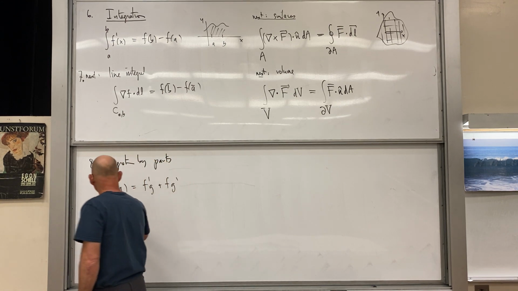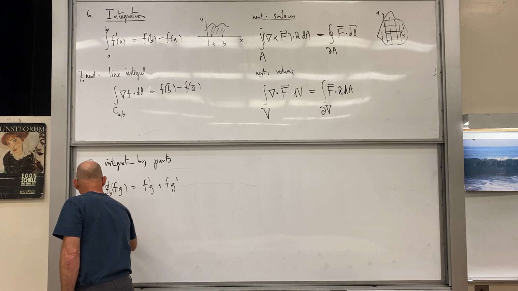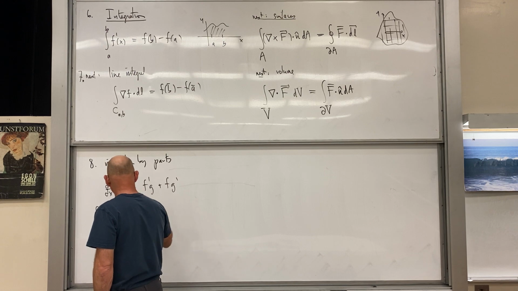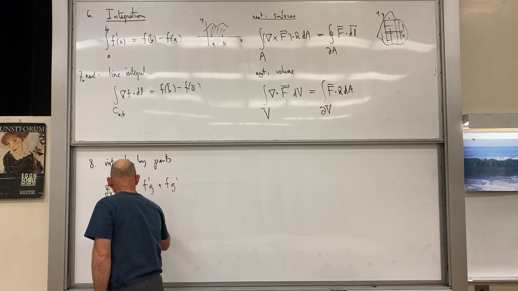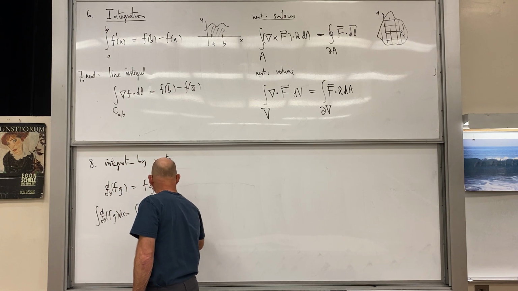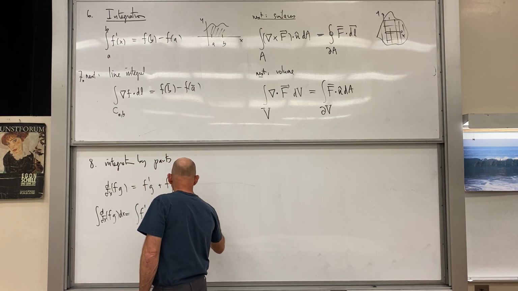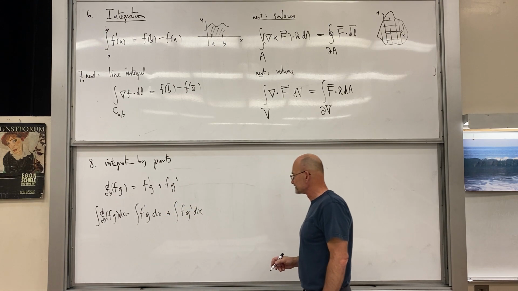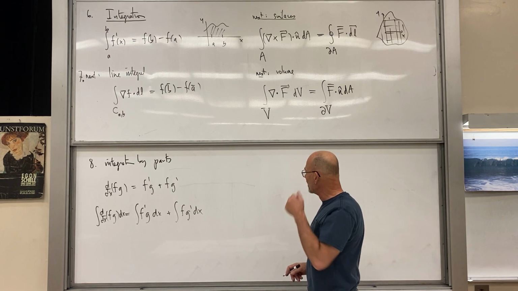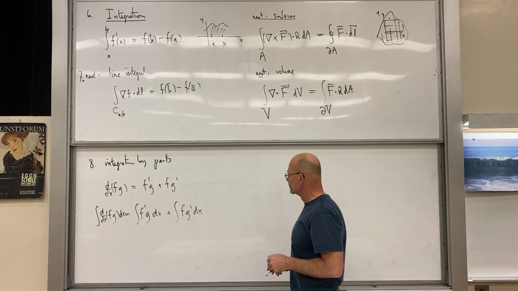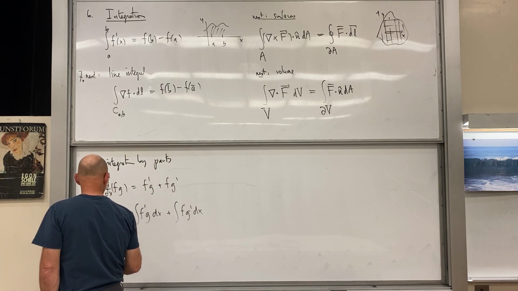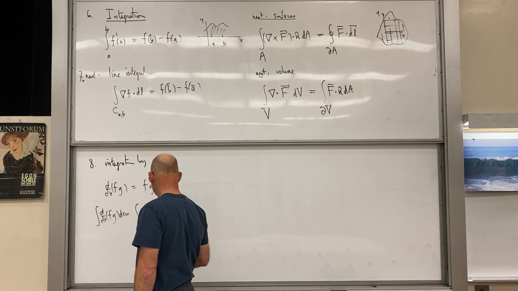We integrate both sides. Equals integral f prime g dx plus integral f g prime dx. So that's just an identity. And now we just decide which one we're going to take as our boundary.